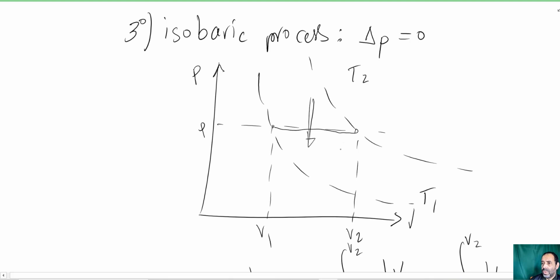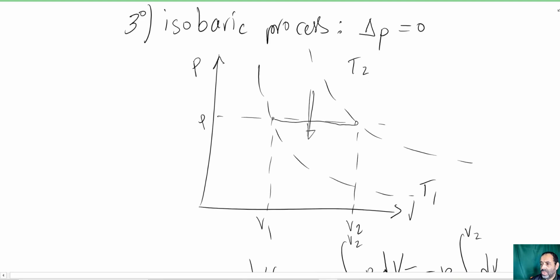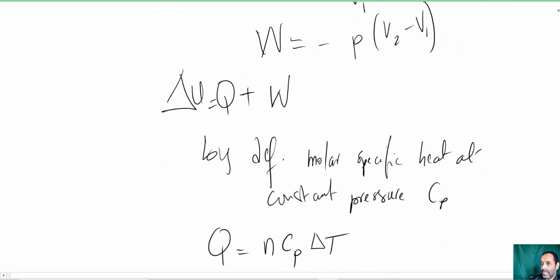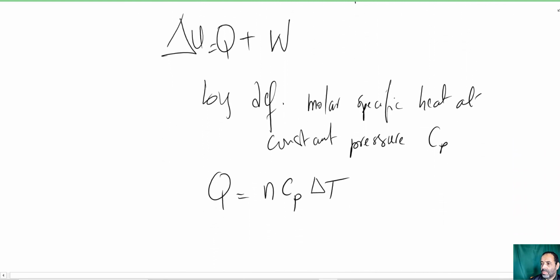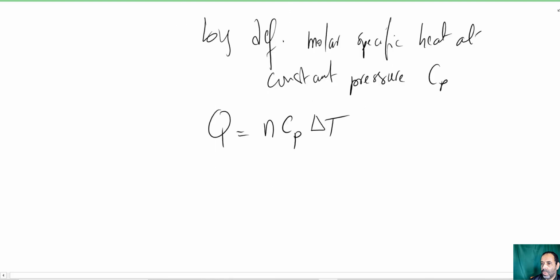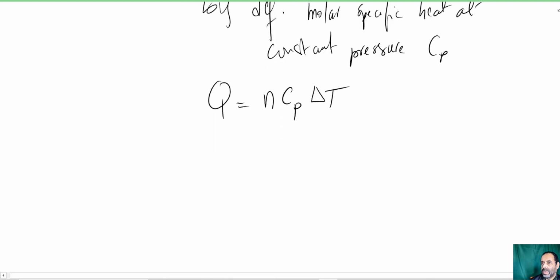but at the same time I'm doing work against the environment, so there is a change in the energy of the system, and that's how much it is. So Cp now is the molar specific heat at constant pressure. That's why I have to multiply it by n, because it's by definition molar, that means per unit mole. Okay, times the difference in temperature.